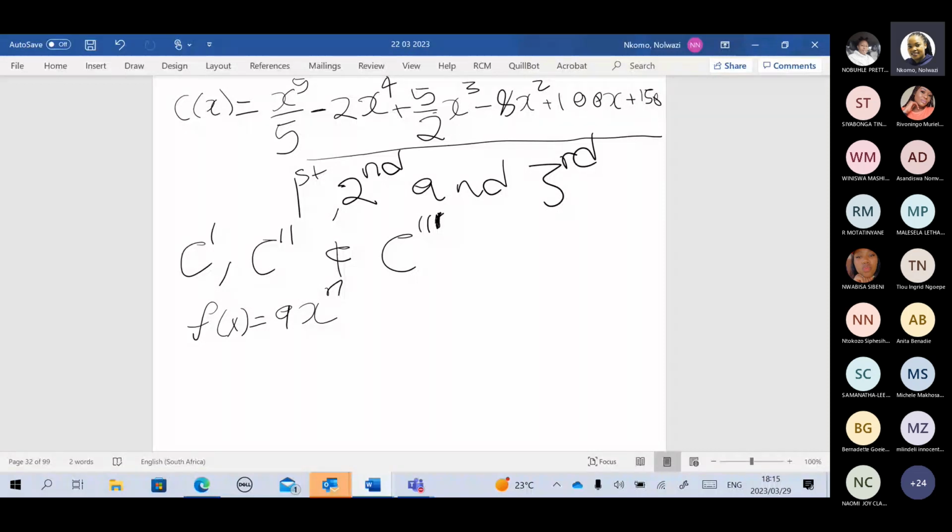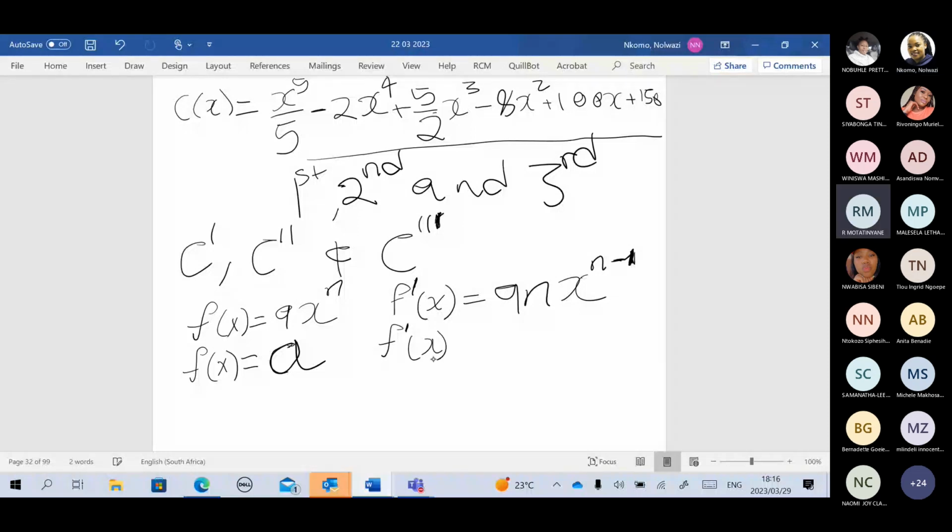And another thing, if f of x is equal to a constant, let's say our constant is a, and you are asked to differentiate this function, f of x is equal to a, where a is a constant. Remember, the derivative of a constant is 0. So we have f prime of x equals 0. That's the rule we'll use here.